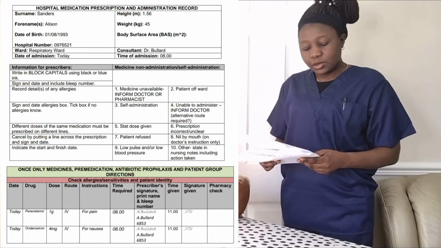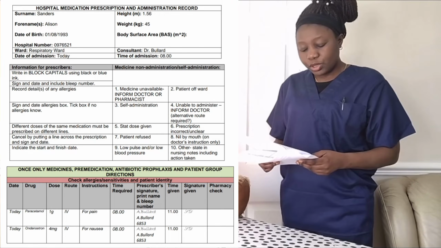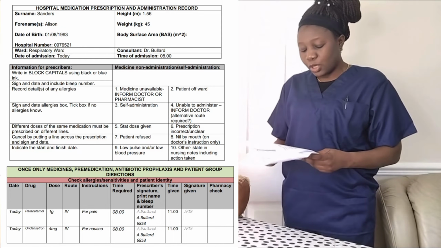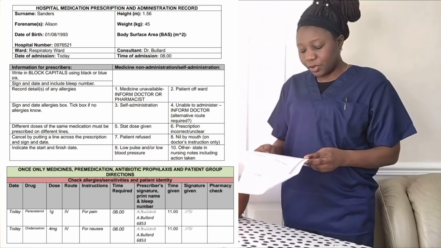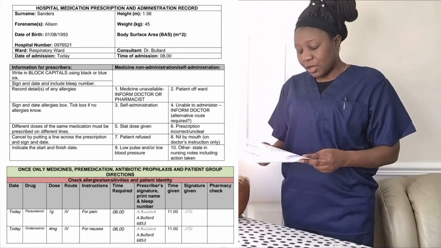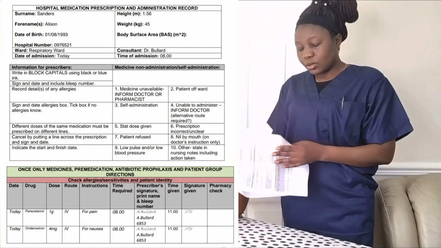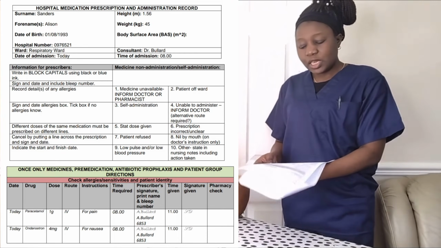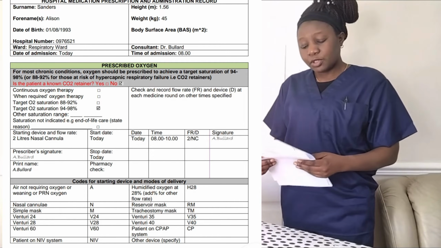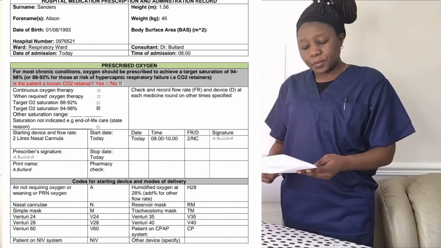Date is today. Drug is ondansetron. The dose is 4 mg. Route is intravenous. Instruction is for nausea. The time required is 800. Prescriber signature is A. Bullard with bleep number 6853 and time given is 1100. Signature is also documented. Moving to the next page, I can still confirm I have the chart for Alison Sander. Date of birth 1/8/1993.